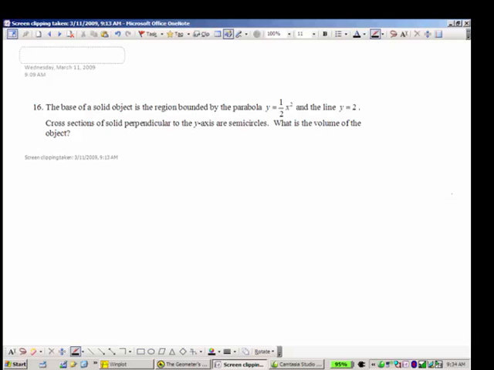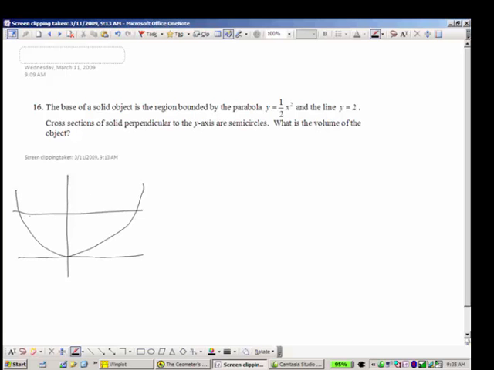Working backward. The base of a solid object is the region bounded by a parabola and the line y equals 2. So I have this parabola, and I have the line y equals 2. So that's what the base is going to look like. I'm going to try tipping this. This is going to be hard. Maybe that's what the bottom's going to look like.